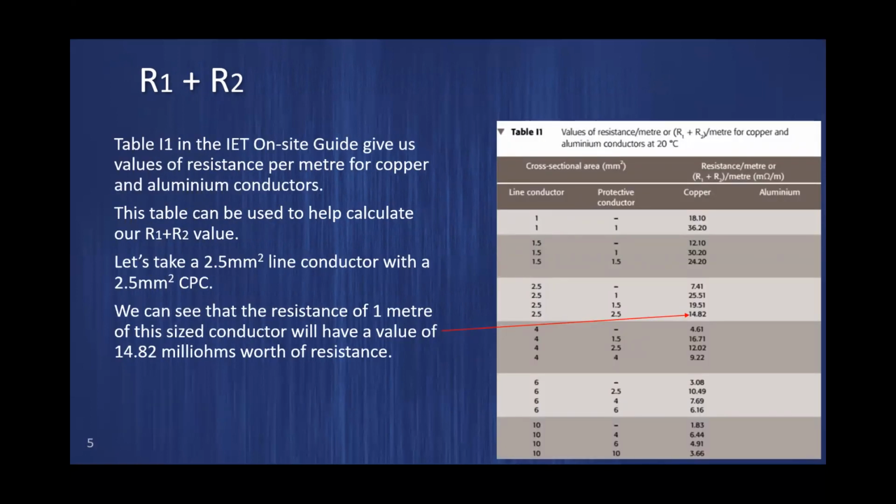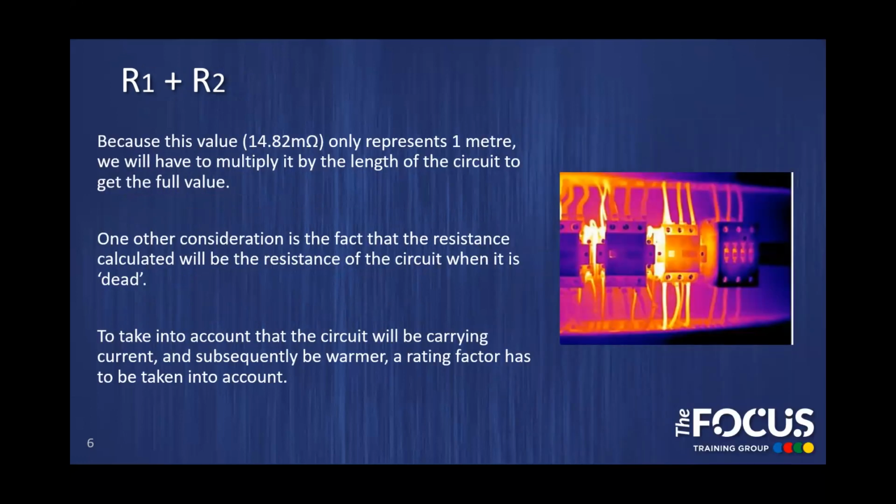Table I1 gives us values of resistance per metre for copper and aluminium conductors. This table can be used to help calculate our R1 + R2 value. Let's take, for example, a 2.5 line conductor with a 2.5 CPC. We can see that 1 metre of this size conductor will have a value of 14.82 milliohms worth of resistance. 1 metre of a 2.5 line conductor with a 2.5 CPC will have an R1 + R2 value of 14.82 milliohms. Because this value only represents 1 metre of the circuit, we will have to multiply it by the length of the circuit to get the full value of the R1 + R2.